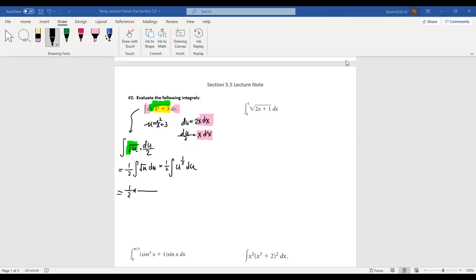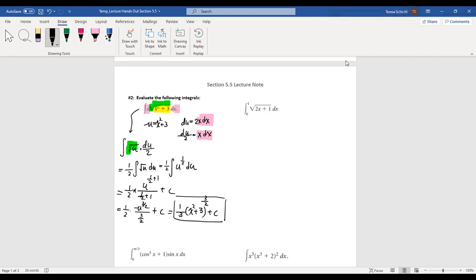Okay, so here is 1/2, right? So this is 1/2 plus 1, and this is a new 1/2 plus 1 here, plus c. So here this is 1/2, and this is 3/2, and this is u to the 3/2 plus c. So this will be 1/3. Now what is u? u is x squared plus 3, right? So what does the 3/2 mean? That means you have a square root, and this is to the 3/2 here, right? And then plus c. So this will be our answer here.